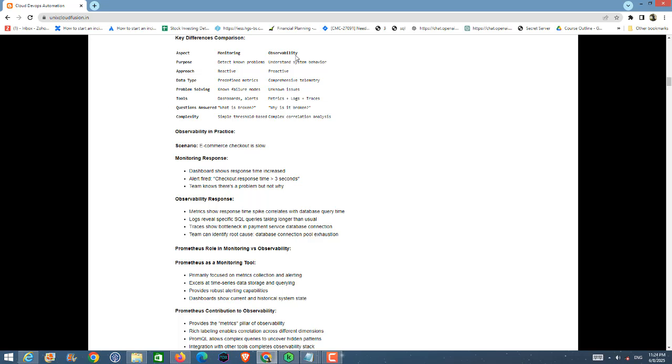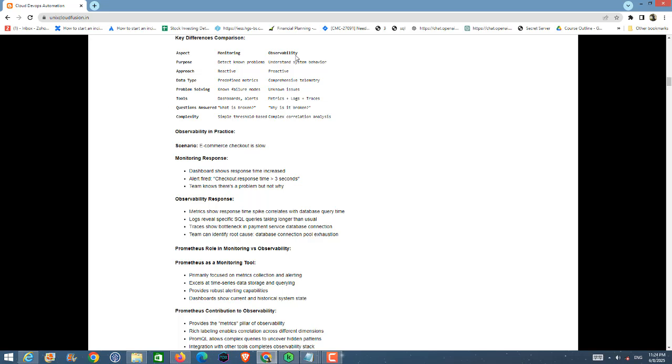Next is your tools. Traditional monitoring comes with dashboards and alerting, while observability is a complete set which comes with metrics, logs, and traces. Then if we compare what question is answered: monitoring deals with what is broken at what point in time. It gives you the idea, and then you can go ahead and take a look. Observability gives you why it is broken. It has a comprehensive set of metrics which allows you to answer why it is broken.